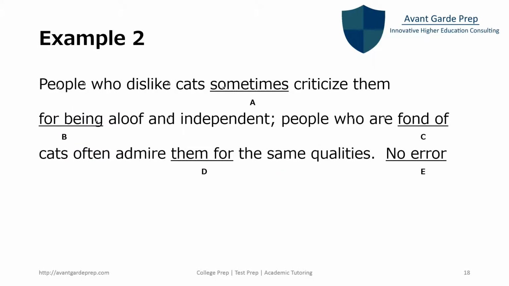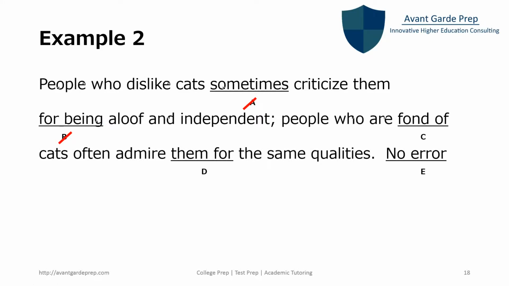Example 2. People who dislike cats sometimes criticize them for being aloof and independent. People who are fond of cats often admire them for the same qualities. Okay, so with answer choice A, we have to look at the word sometimes, and the word sometimes properly modifies the verb criticize, so A is not our problem. For B, we have for being, and being is the verbal form that fits idiomatically with the phrase criticize them for being. That it fits idiomatically, so B is not our problem.